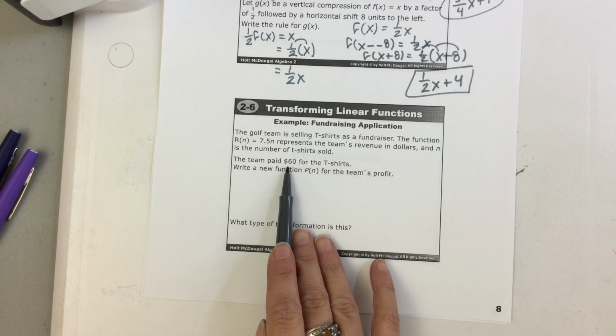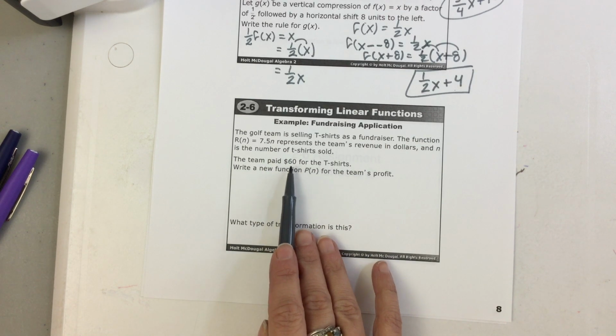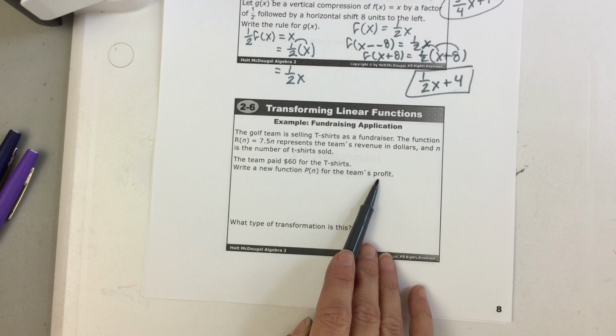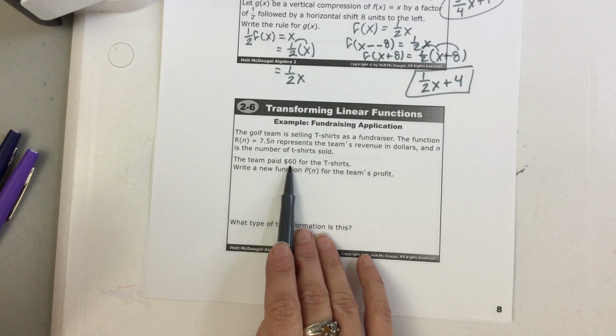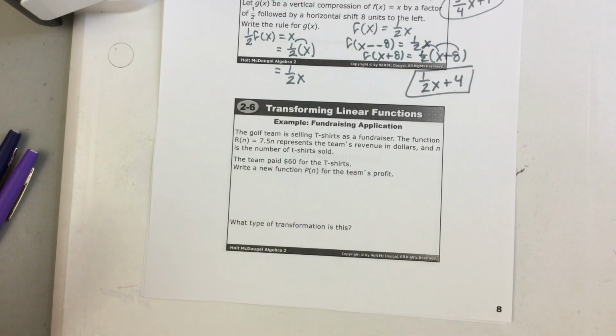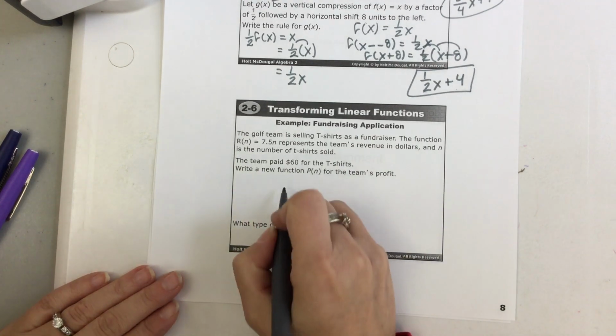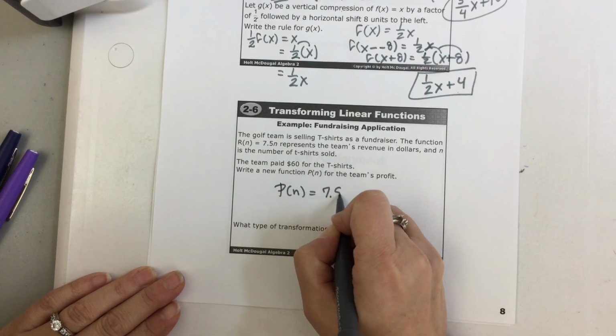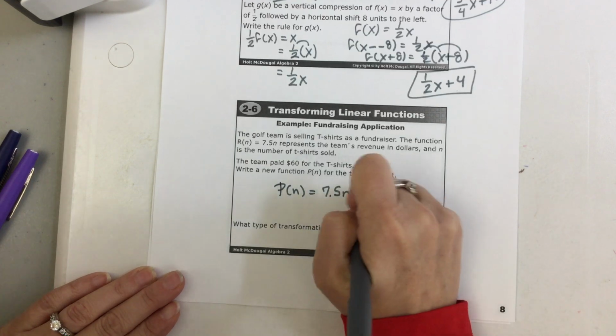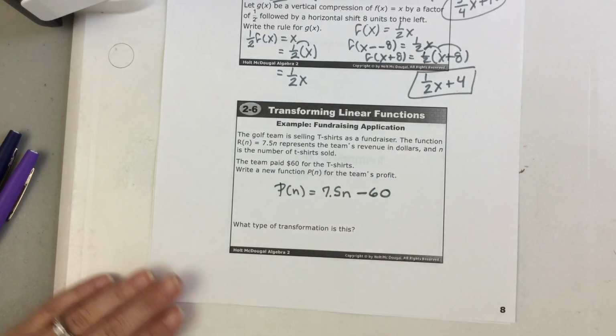Now they paid this, so this is called a cost. So to figure out your profit, you take your revenue, how much you collect, minus your costs, because you have to pay the bills. What you have left, that's what you can put in your pocket, that's your profit. So here, your profit is your revenue, 7.5n, the money you collect, minus your $60.